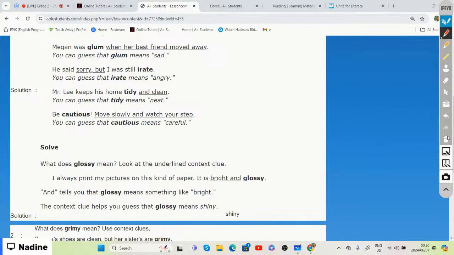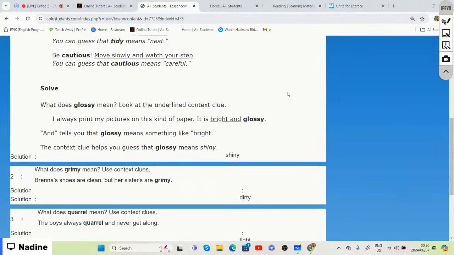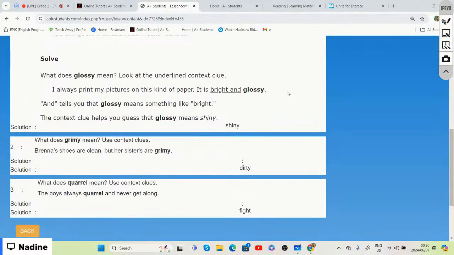All right, so it is shiny. All right, so glossy means it is too shiny, it is too bright, right? Glossy. So which means that the context clues will help you to know that glossy means shiny. Yeah, so shiny is correct.